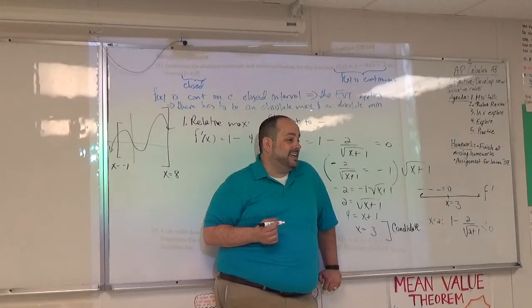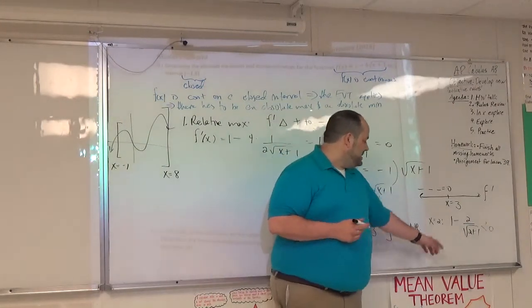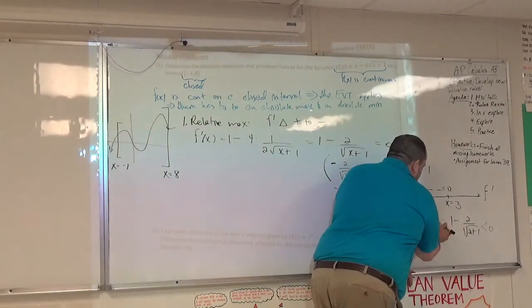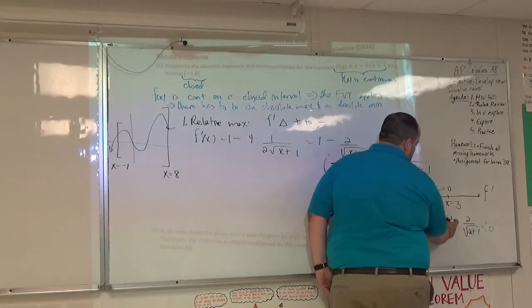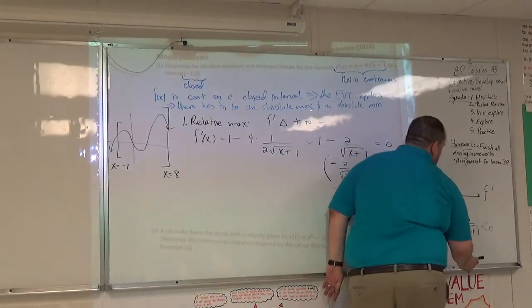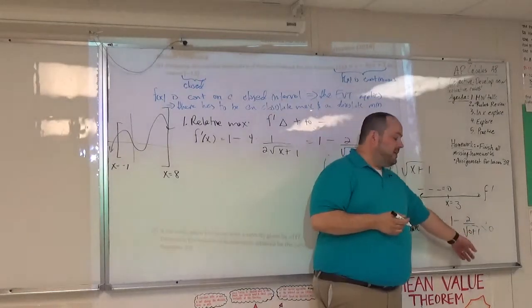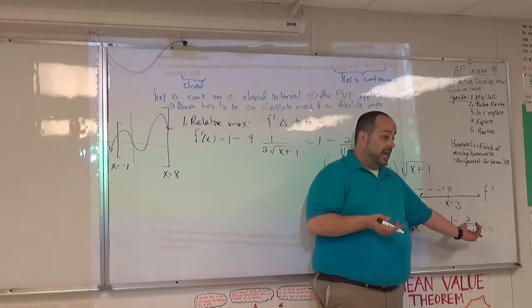Okay, I heard Aaron say, why didn't we just pick something nicer? Something nicer like 0. Had we picked 0, which is still to the left of 3, you'd have 1 minus 2 over the square root of 0 plus 1. 0 plus 1 is 1. 2 divided by 1 is 2. We're going to get a negative number.